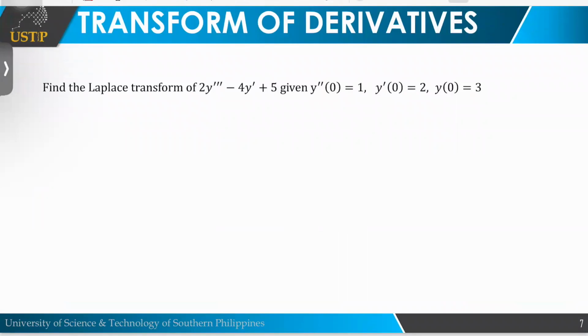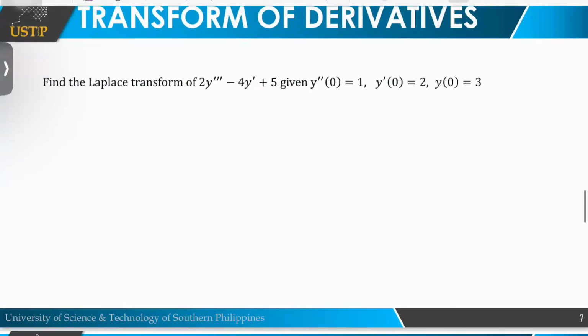We find the Laplace transform of 2y triple prime minus 4y prime plus 5. Given the conditions, we have y double prime of 0 is equal to 1, y prime of 0 is equal to 2, and y of 0 is equal to 3. Okay, so let's get the Laplace transform of 2y triple prime minus 4y prime plus 5.